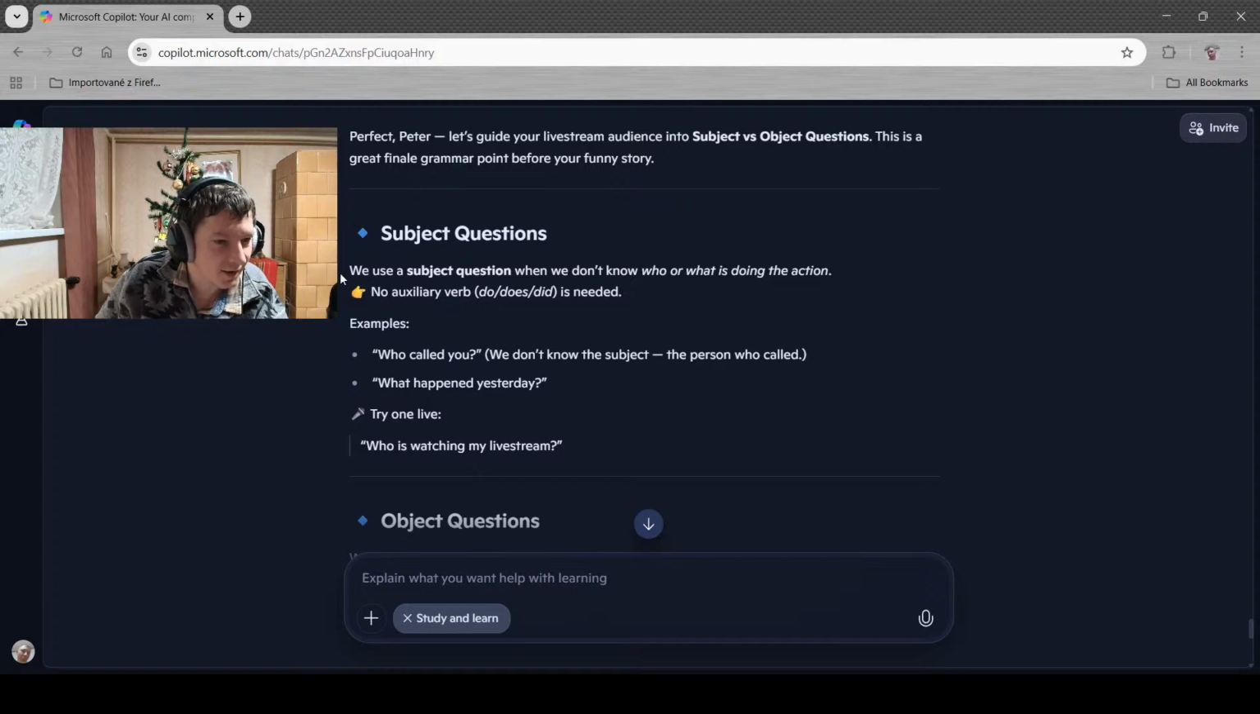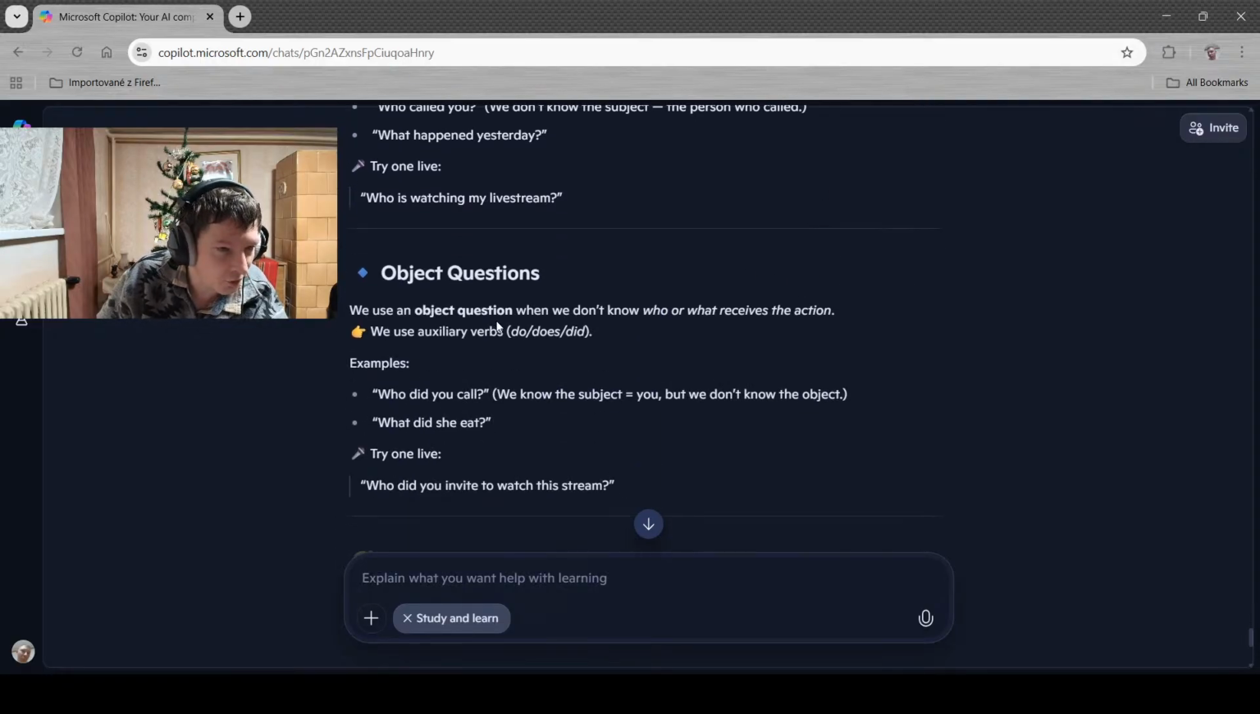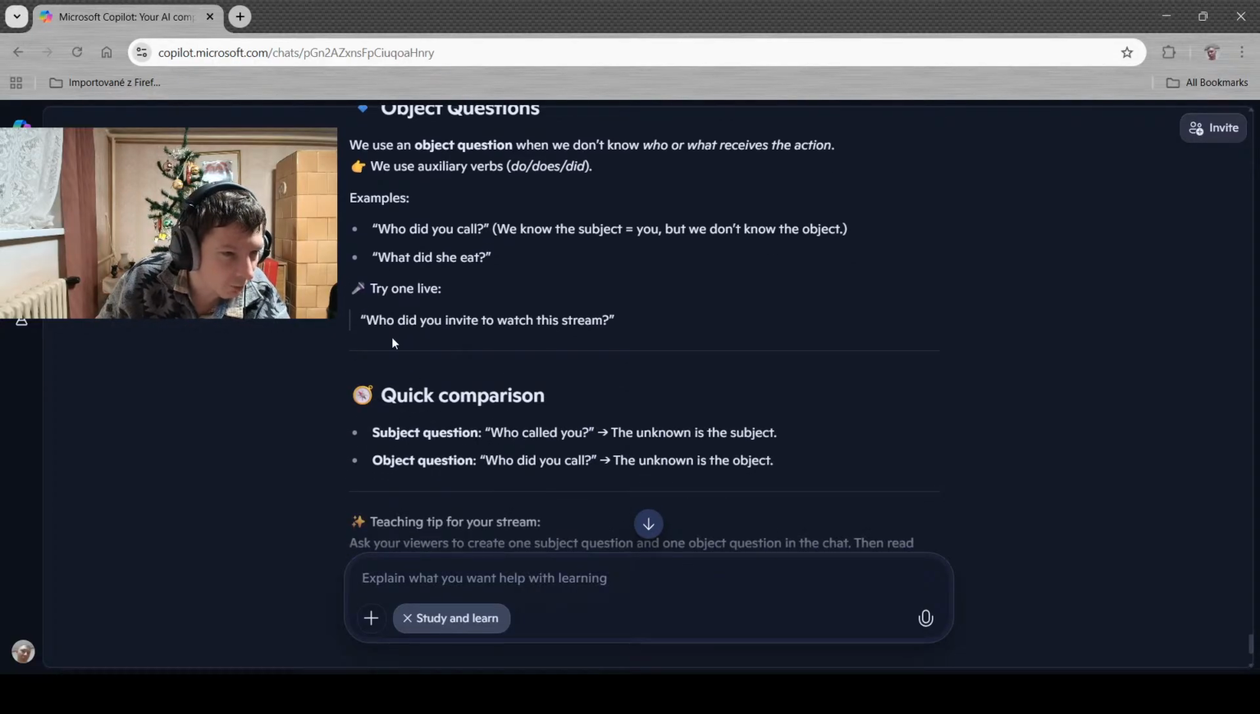Subject questions. We use a subject question when we don't know who or what is doing the action. In object questions, we use an object question when we don't know who or what receives the action. We use the auxiliary verb do, does, did. Examples: Who did you call? We know the subject, you, but we don't know the object. What did she eat? Try one: Who did you invite to watch this stream?